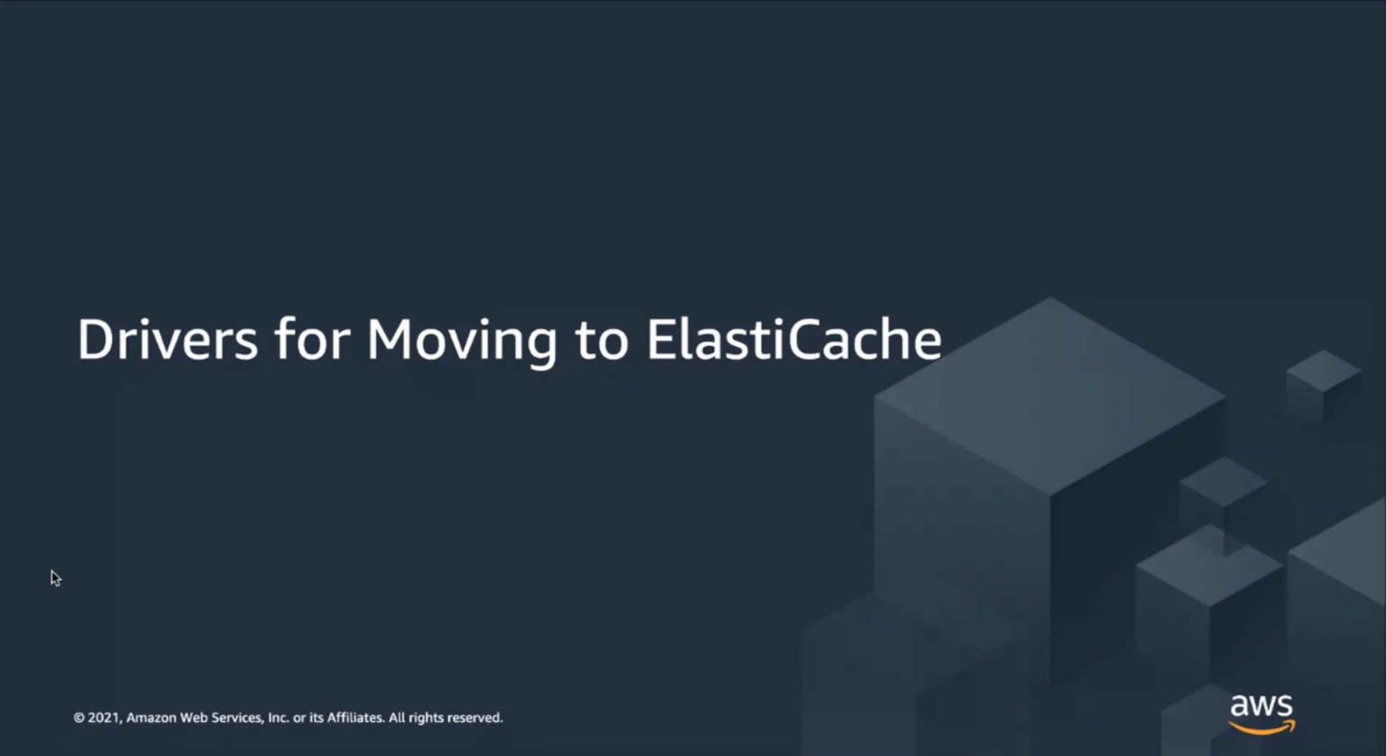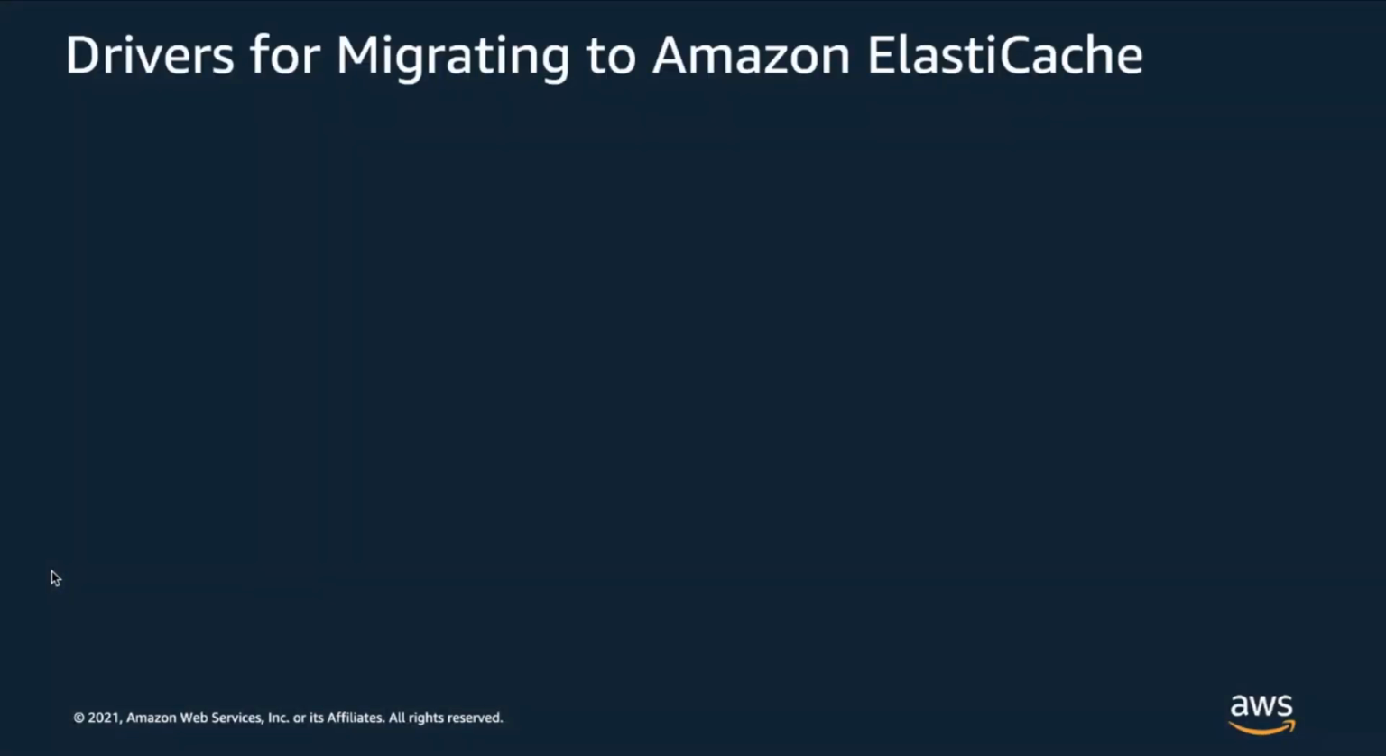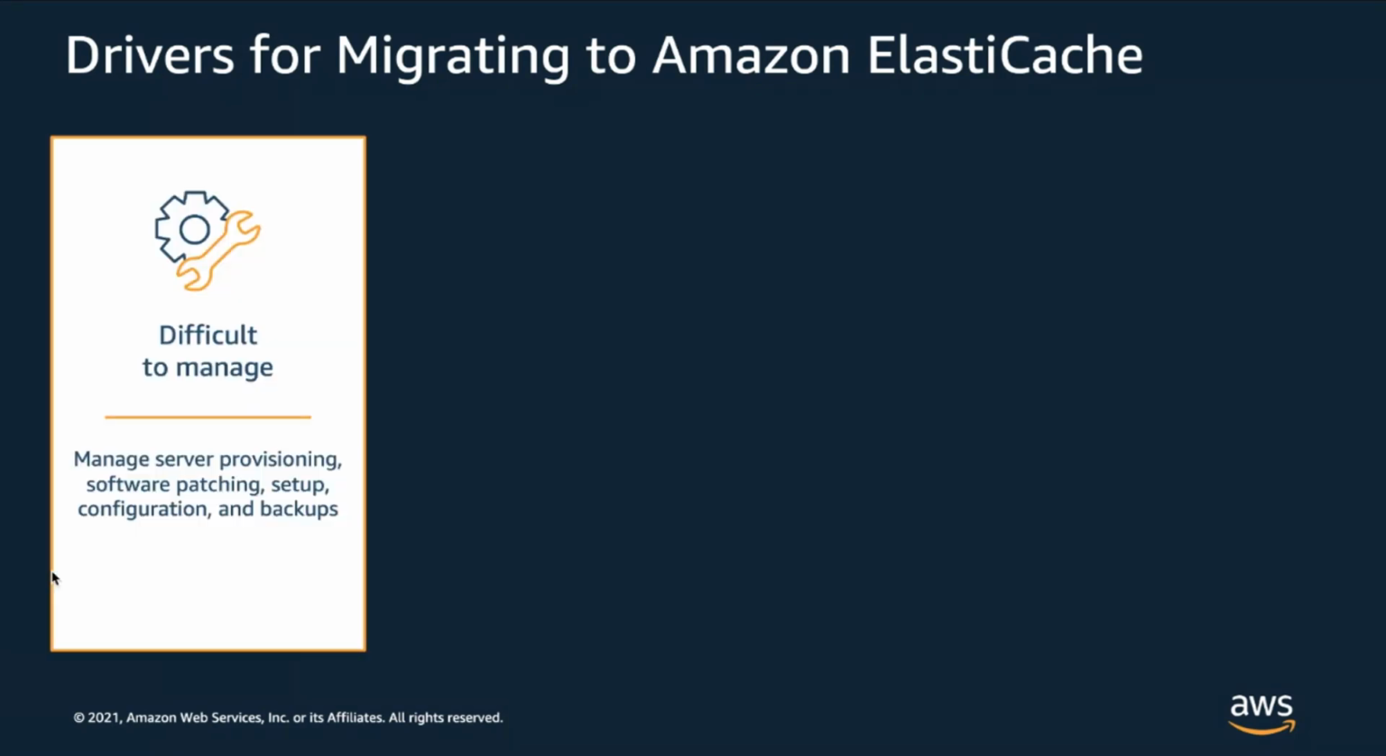Now that we understand a little bit more about the service, let's take a look at some of the reasons our customers have told us they chose to migrate their self-hosted workloads into ElastiCache. The first reason customers look to a managed service for their Memcached and Redis workloads is that while these open source engines are very easy to get started with and use as a developer, you'll notice that it's the developers who love the database, not the operations teams.